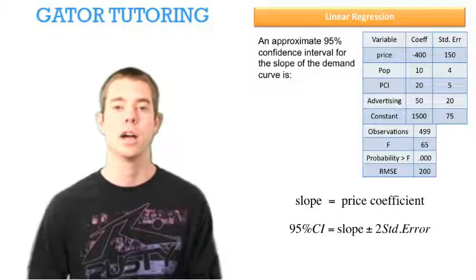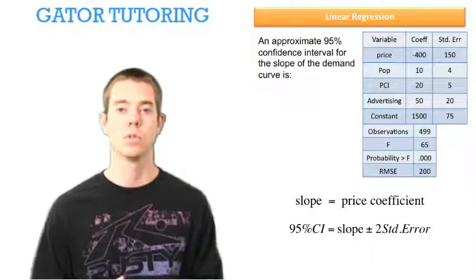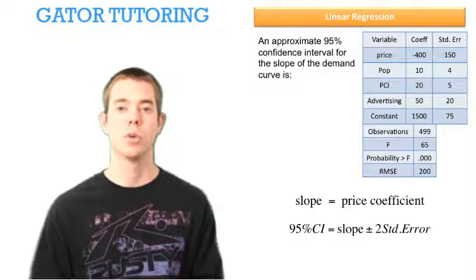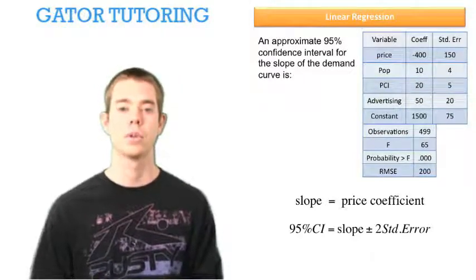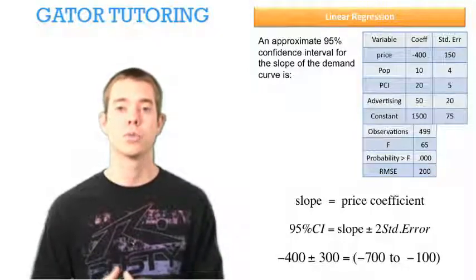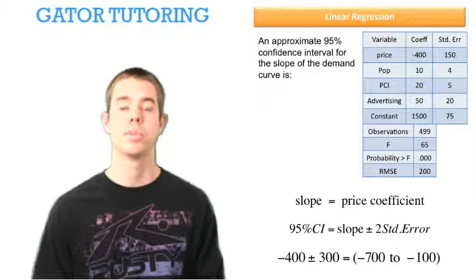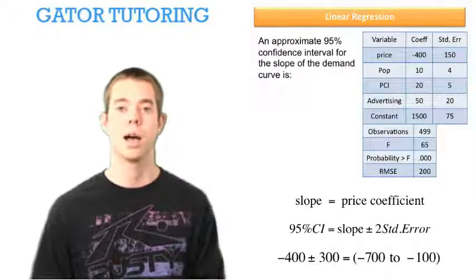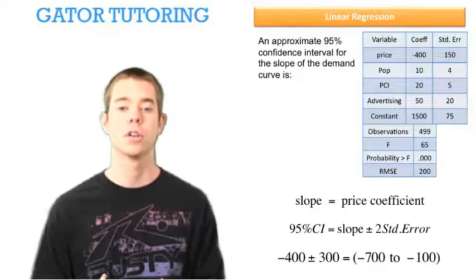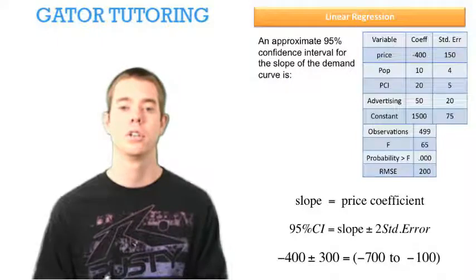Since we're not doing a 95% confidence interval on the quantity demanded, we're not going to use the root mean squared error. When we're doing our confidence interval on one of the variables, we're going to use that variable's standard error. So in this case, the slope was negative 400. The standard error was 150, so we're going to do negative 400 plus and minus 2 times 150, or 300. And that gives us an approximate 95% confidence interval for the slope of the demand curve equal to negative 700 to negative 100.